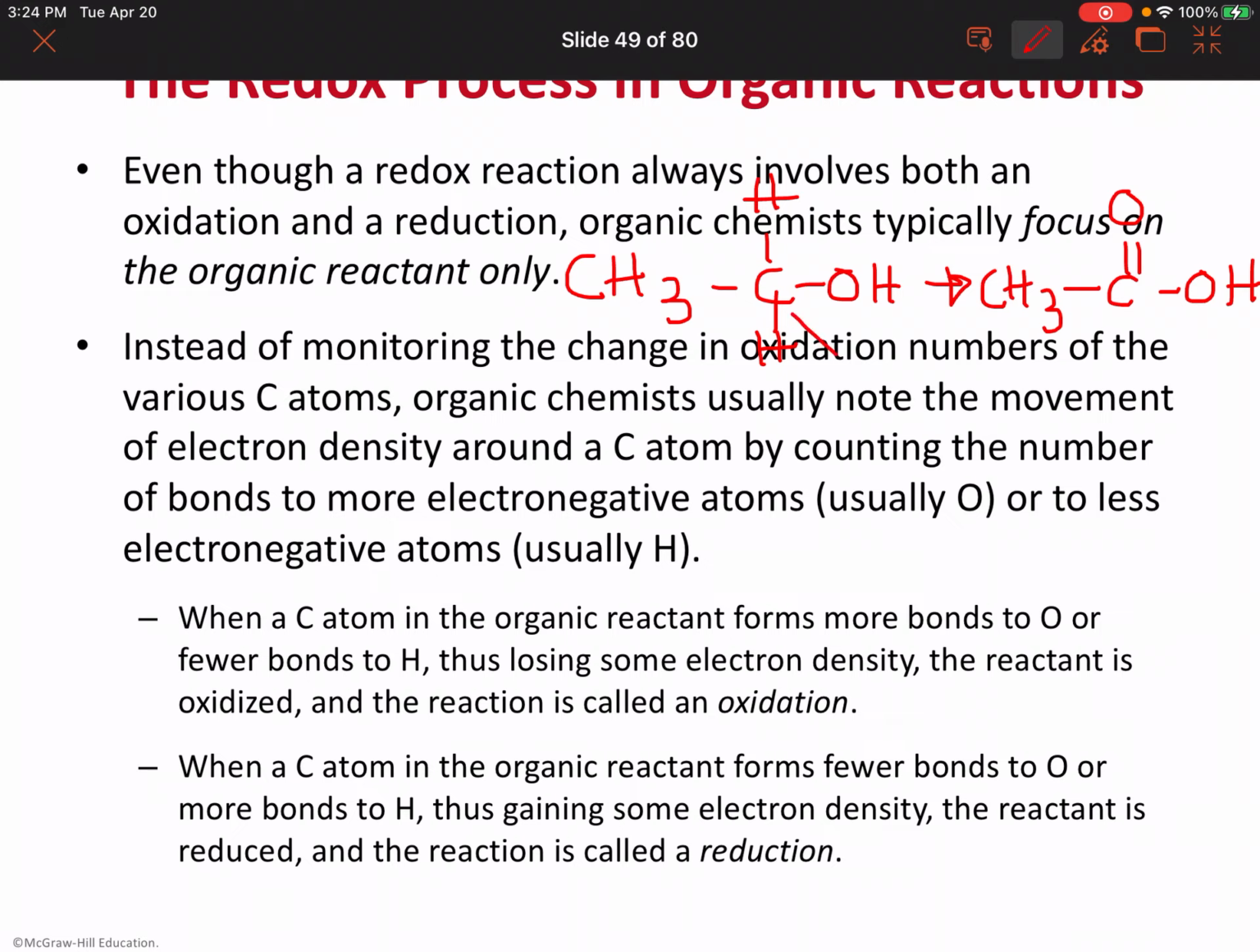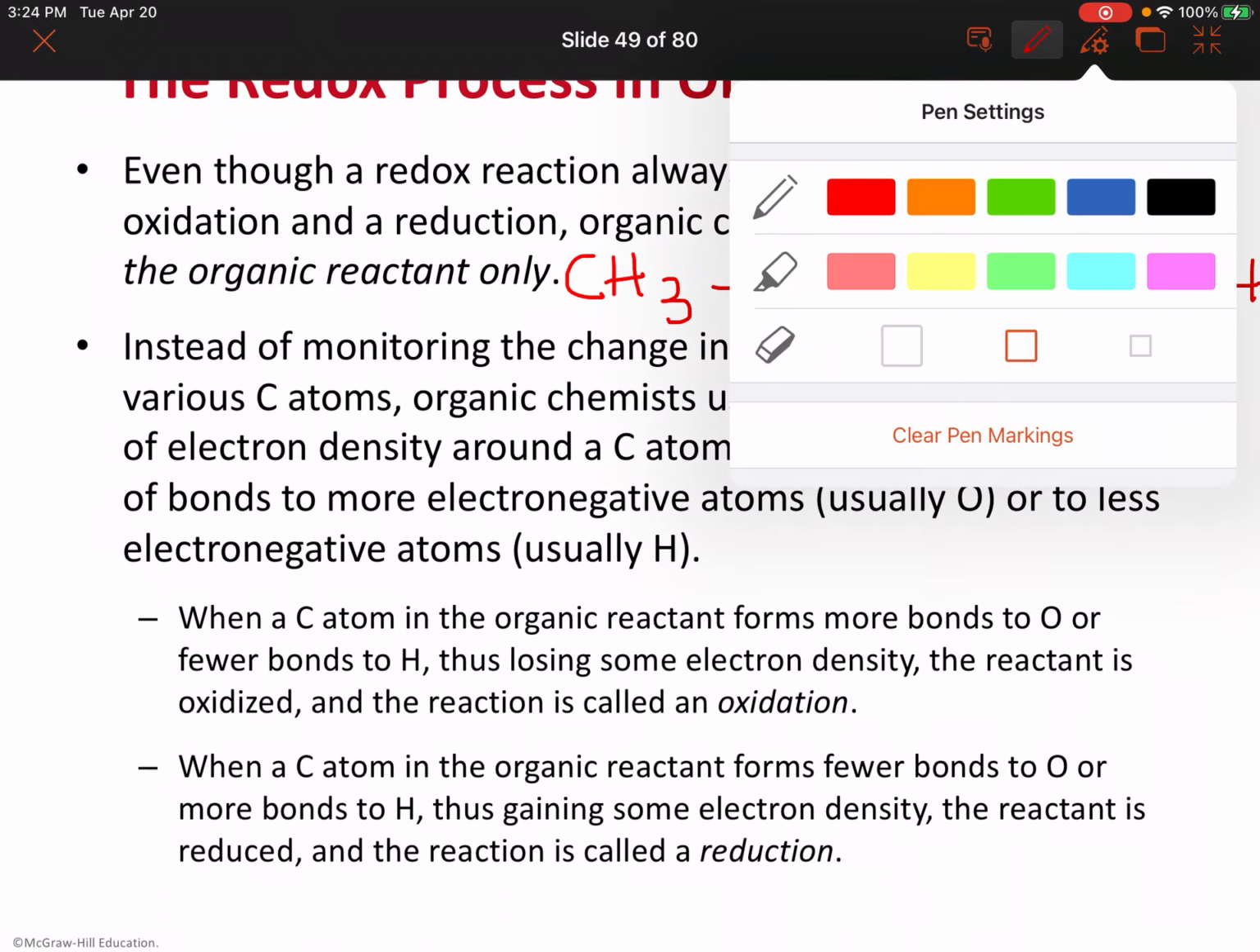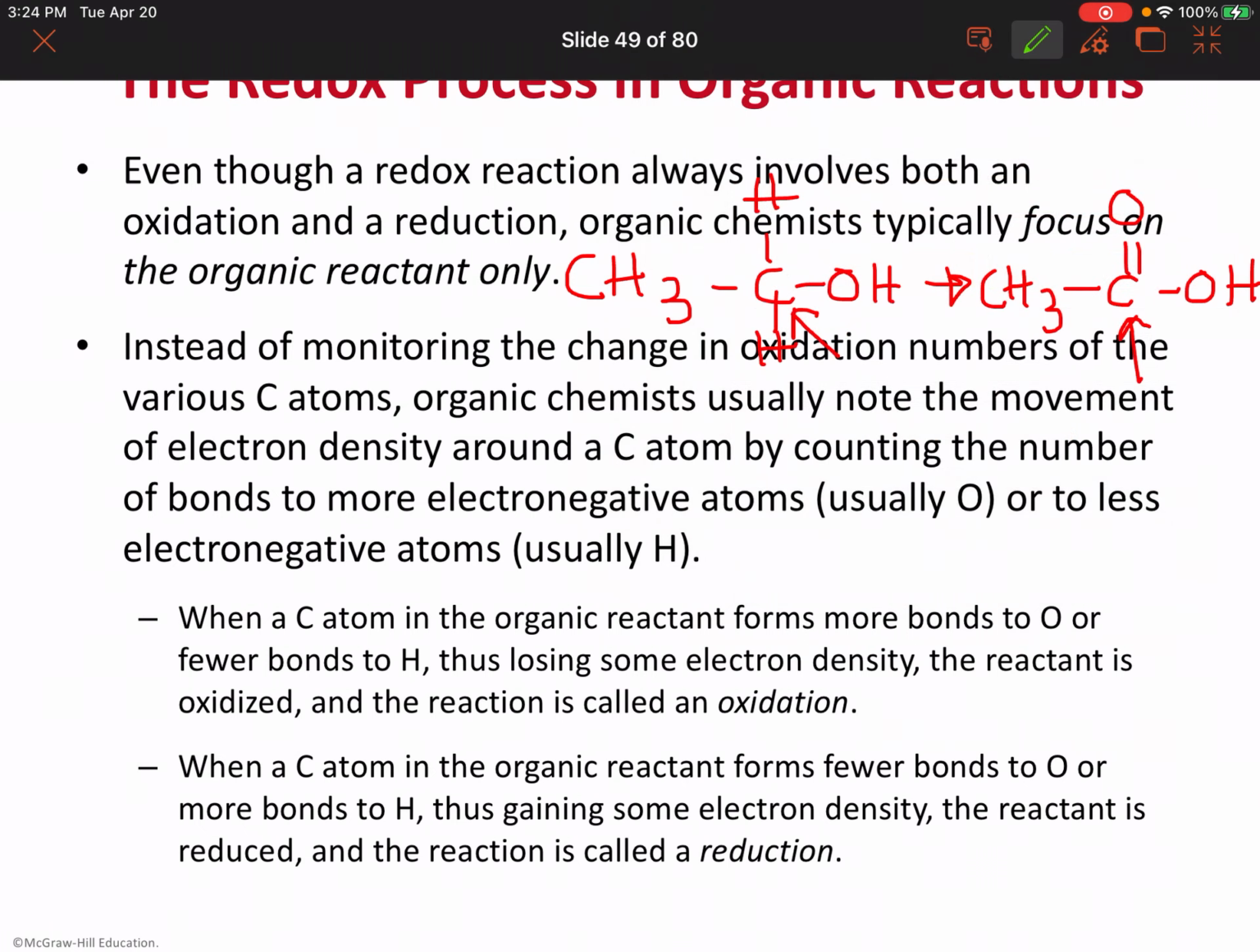So here, if you look at this carbon, it has two hydrogens and one oxygen, and when you look at this carbon here, it has two oxygens attached to it and no hydrogens. So this process is called oxidation because the carbon lost electron density since it now has two oxygens attached. The forward reaction is oxidation. The reverse reaction therefore is reduction. We're going to learn about this in more detail when you come to organic chemistry, but for now, this is enough.